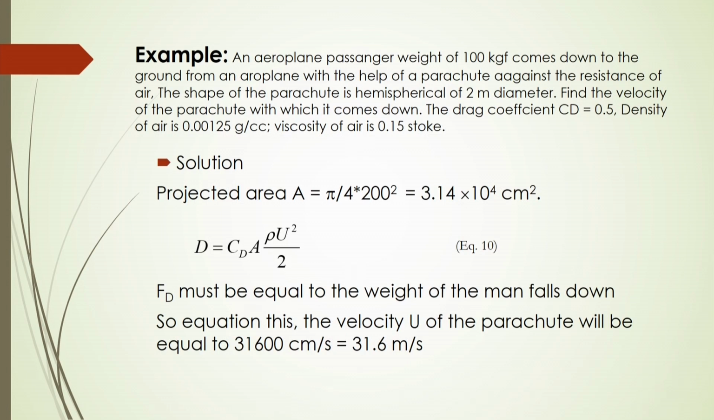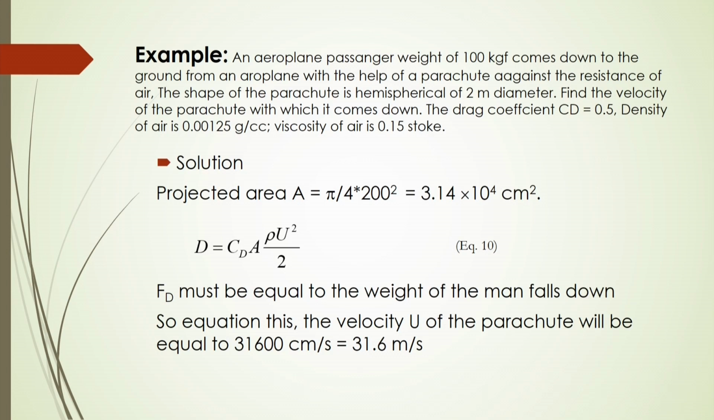Now, let us do an example for this. An aeroplane passenger with a weight of 100 kg force comes down to the ground from an aeroplane with the help of a parachute against the resistance of the air. In that case, the shape of the parachute is hemispherical, with a diameter of 2 meters. In this case, you have to find the velocity with which the parachute will come down, and the drag coefficient for this is considered as 0.5, whereas the density of air is considered as 1.25 kg per meter cube, and the viscosity of air is 0.15 Stokes.